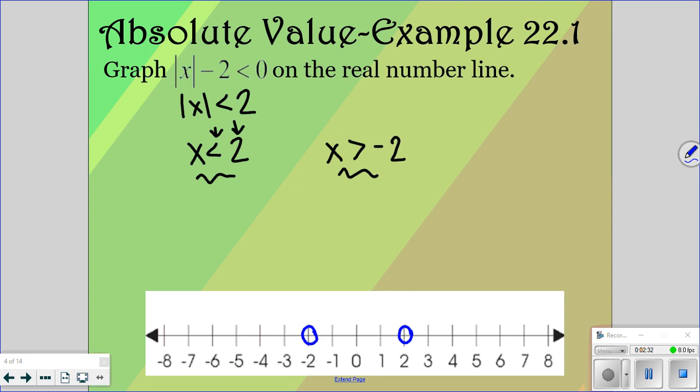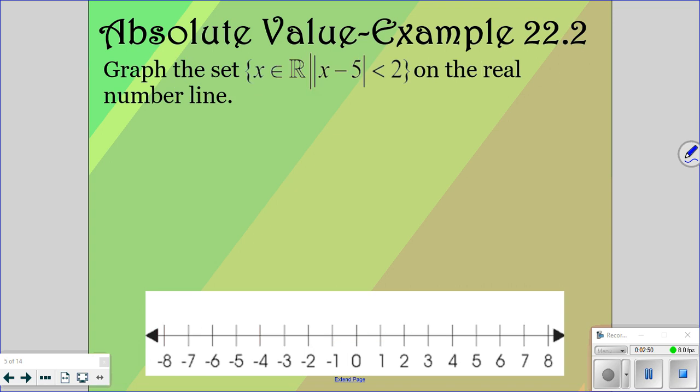They're open circles because there's no or equal to. And then we're going to go less than 2, so that goes this direction, and greater than negative 2, that goes this way. So they meet, and that would be the graph. Okay, we're going to look at another one. We want to graph this on the number line.